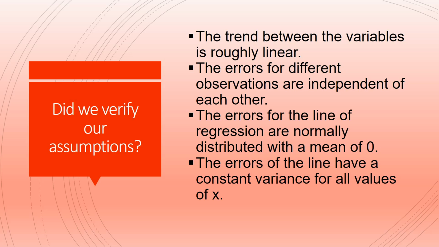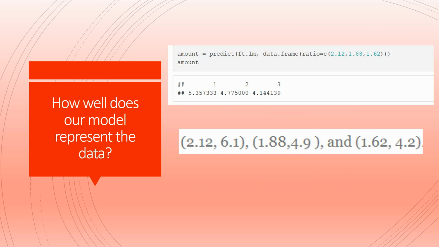Because they are independent and identically distributed, their variance will be the same. So this means there is a constant variance for all values of x, and we have covered all of our assumptions. So we can look at how our model that we have created represents the data by performing a predict test. So we take a few values of x, 2.12, 1.88, and 1.62, and we see what our model generates. And our model generates values fairly close to the actual values for our data.